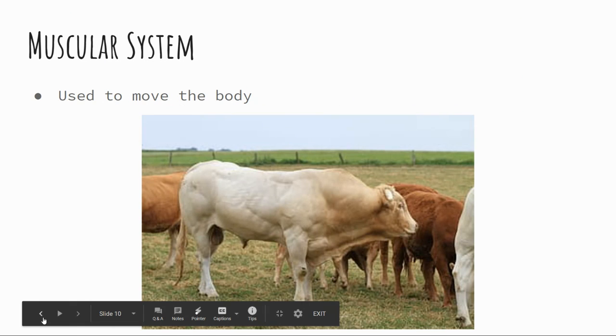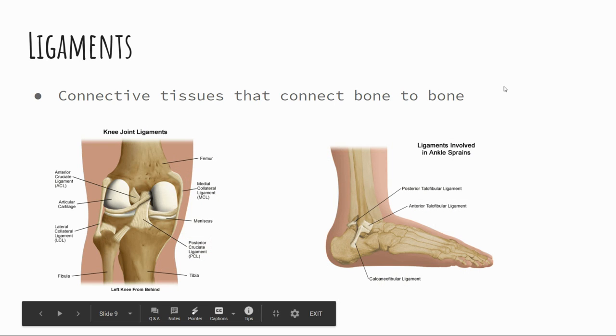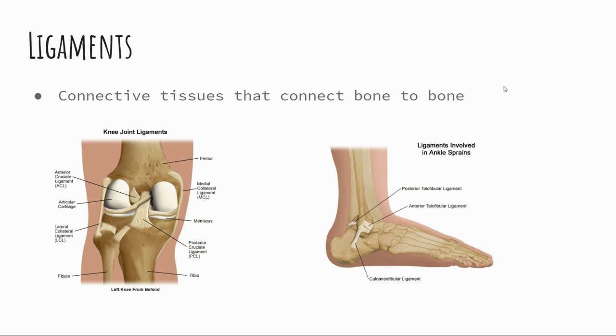Went one too far. All right, so ligaments are also connective tissues that connect bone to bone. Keep that in mind. You have to be able to distinguish the difference between ligaments and tendons. Ligaments connect bone to bone. I'll say it again. Ligaments are connective tissues that connect bone to bone.